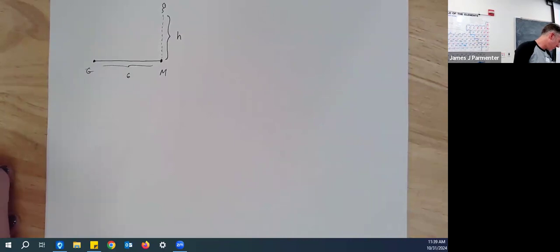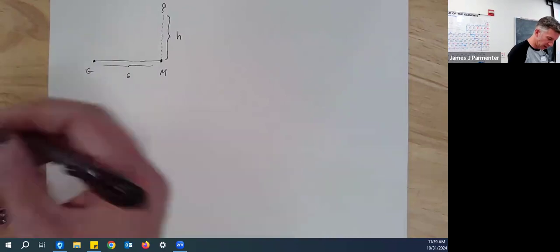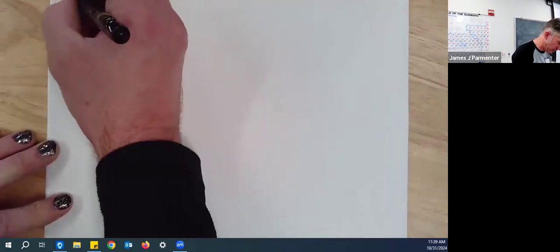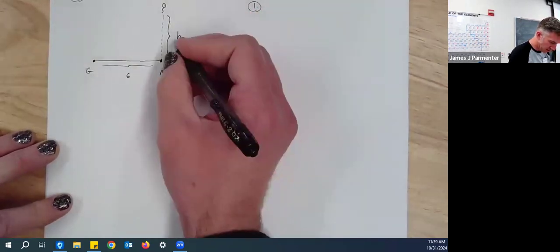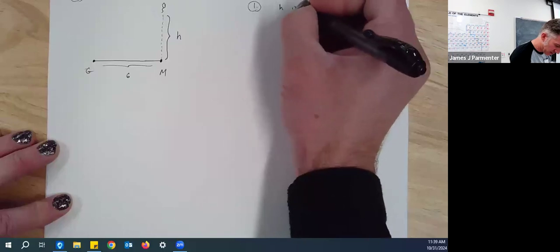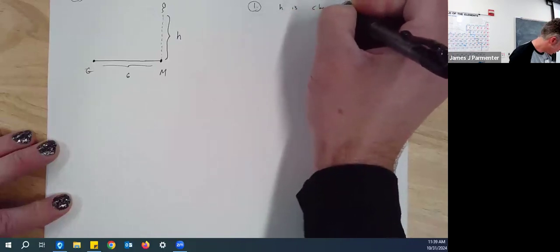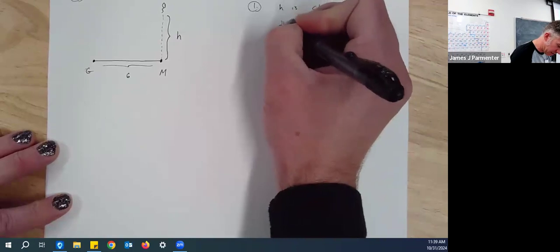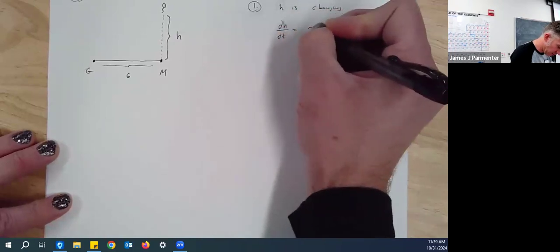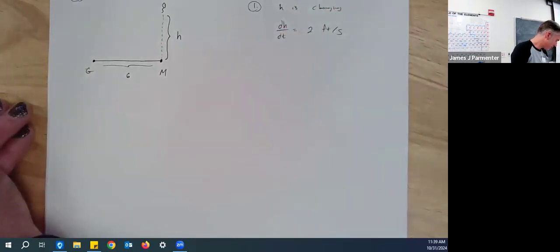And then we're asked to find, so let's see. I'm also going to write down over here, so here's my step 0, drawing the picture. Step 1, the height is changing at a rate of 2 feet per second. So dH dt is equal to 2 feet per second.